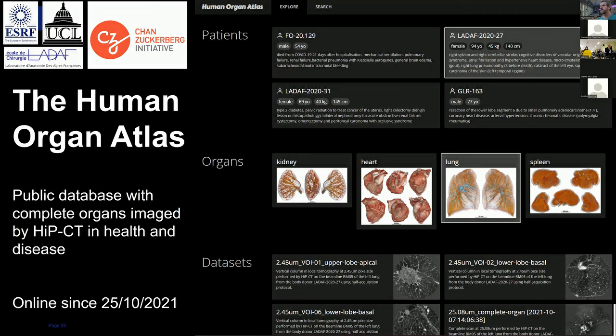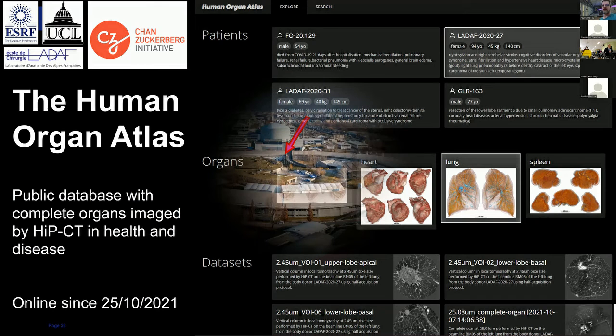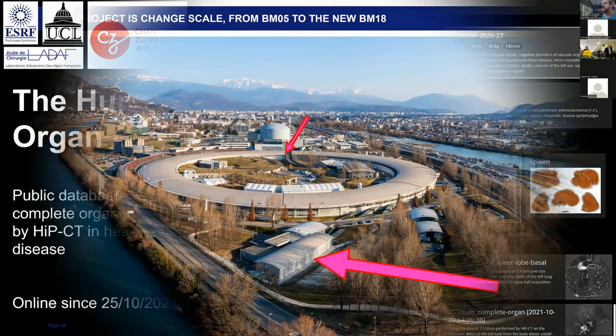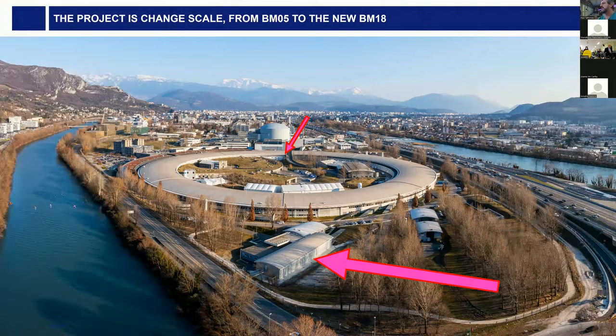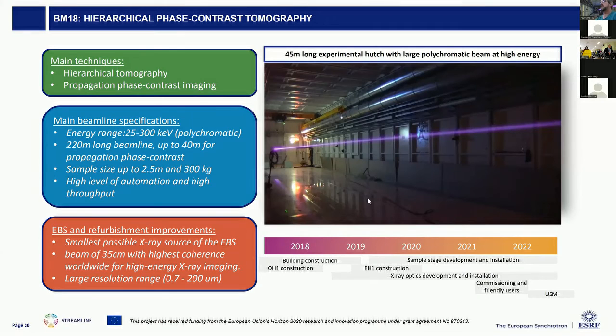So all the things I showed you were done on BM5, started during the COVID crisis and so on. But in parallel, we are building a new beamline called BM18, also known as EBSL3 because it's one of the EBS beamlines. This beamline follows basically the same principle, but much larger with much higher coherence. It's taking full advantage of the new source of the ESRF. So it is dedicated to hierarchical tomography using mostly propagation phase contrast imaging.